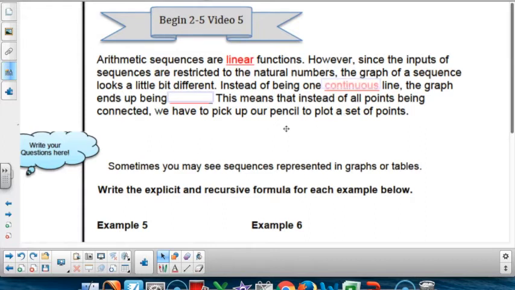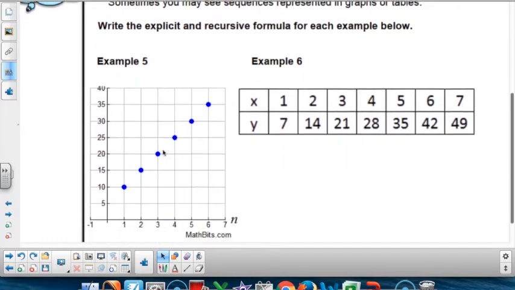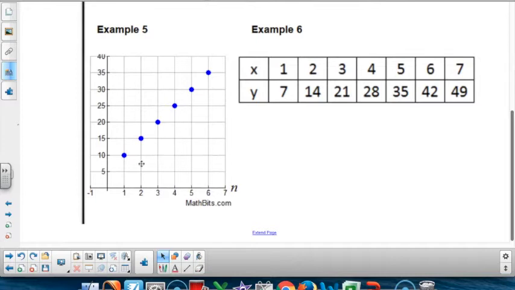Instead of being a continuous line, it ends up being discrete, or kind of a series of dots that aren't being connected. We just plot points that end up being in a line, but they're not necessarily connected because I don't have an ordered pair at 1/2 and at 1.5 and 1.6. I've just got it at term number 1 and term number 2 and term number 3 and so on.